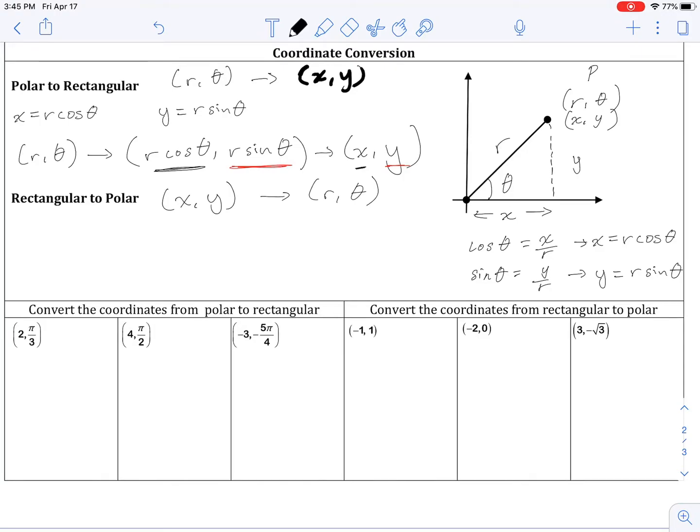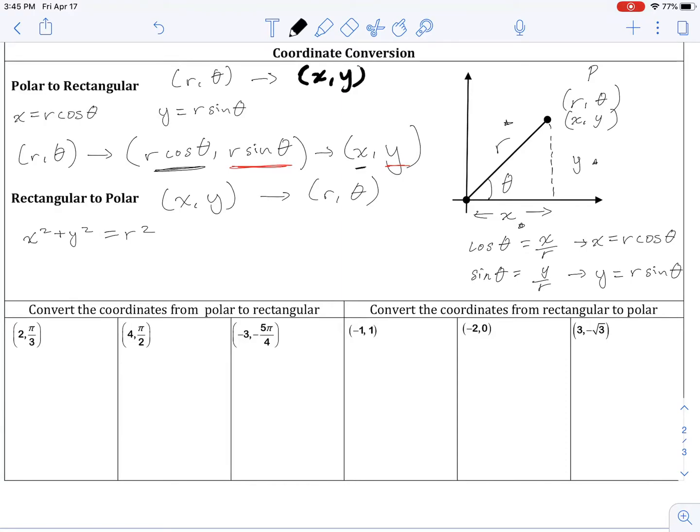But some other ways to generalize this to make this a little bit more useful is to again ask yourself, what relationships do I know between x and y, and specifically r? We could say the following. We could say x squared plus y squared is equal to r squared. And again, that's just the Pythagorean theorem in action here. X squared plus y squared is equal to r squared.